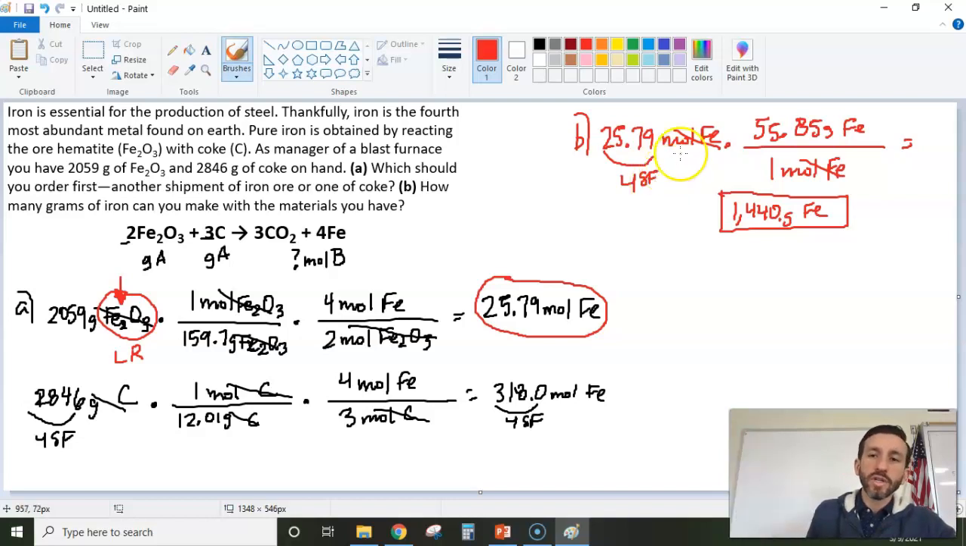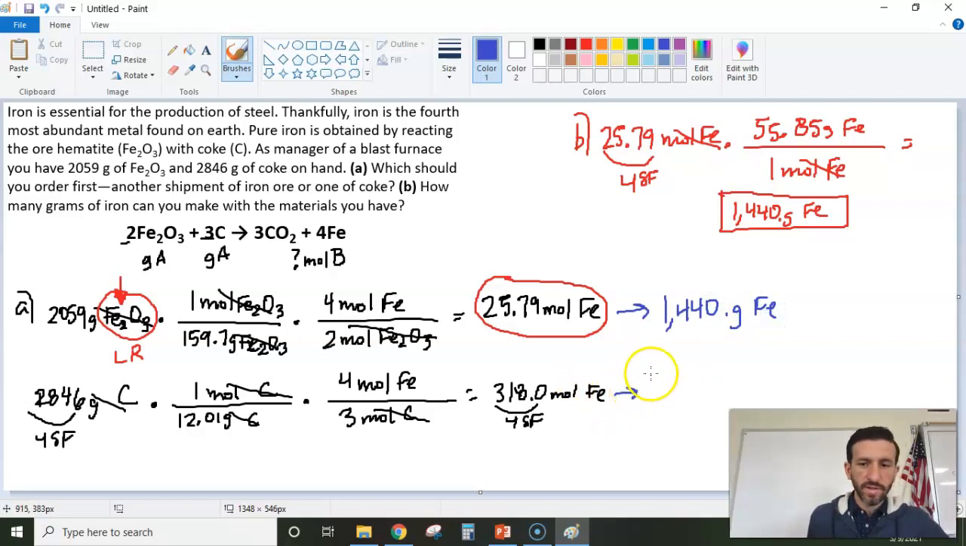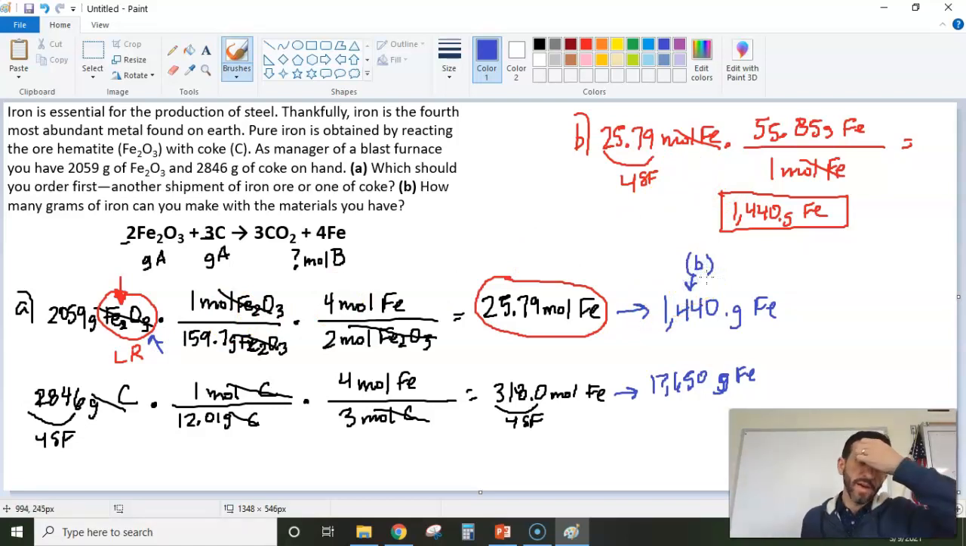Now, you could have gone all the way to grams. If you had gone all the way to grams, obviously for this first part, you would have gotten 1440 grams of iron. And for the second part, you would have gotten 17,650 grams of iron. You still end up with the same thing as the limiting reactant. And then you wouldn't really have to do anything for B because you would have already figured out the answer for letter B. I just wanted to do one last step.